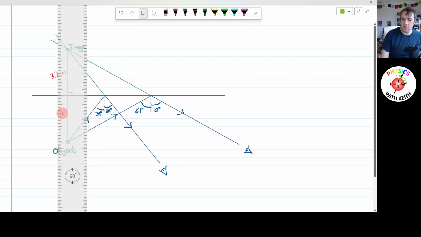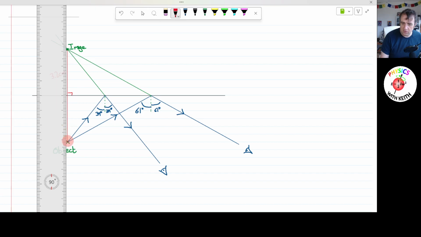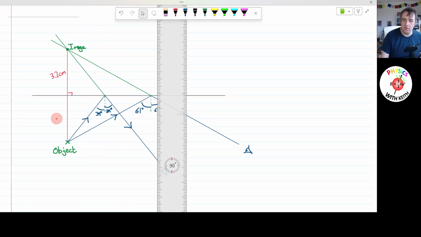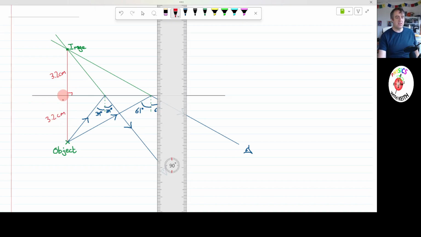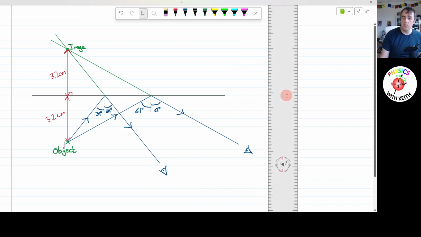If I do the same thing from the mirror to the object, 1, 2, 3 point, just a little bit more than 3.2, 3.1 and a bit, so 3.2 centimeters. It's the same distance for both. So the distance from the image to the mirror is the same as the distance from the object to the mirror. Now this can be really helpful, because if you ever have to construct this ray diagram for reflection, and you might have to, then you know already where the image is going to form.